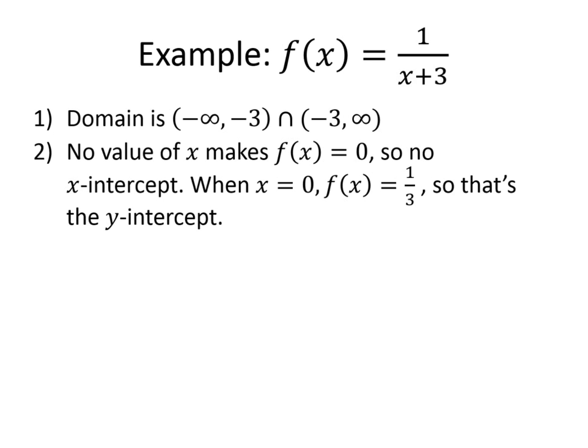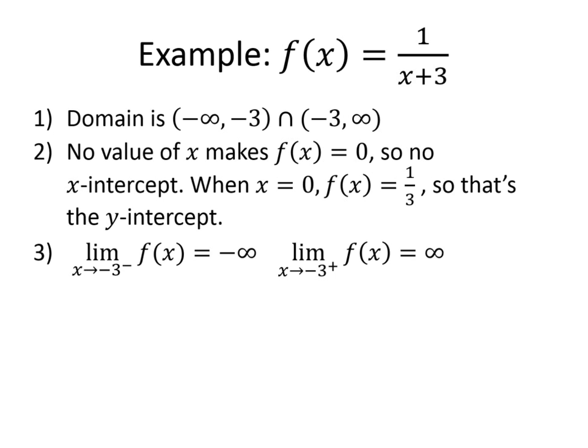We check for asymptotes. We look at what happens to the function as it approaches negative 3 from either side. We get that it goes to negative infinity as it approaches from the negative side of the number line, and that it goes to positive infinity as it approaches from the positive side of the number line. So there is a vertical asymptote at x equals negative 3. That one point, and the way that we knew to look for that was because the derivative is undefined.